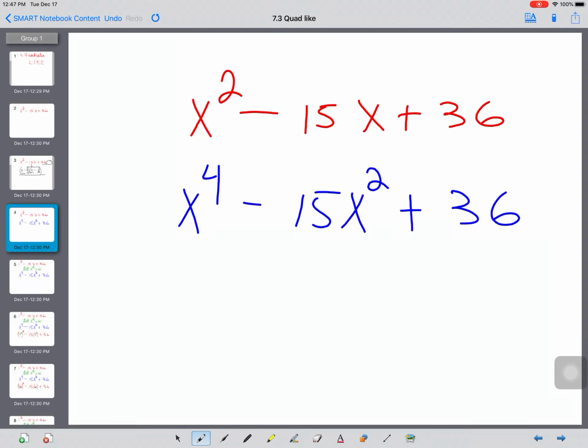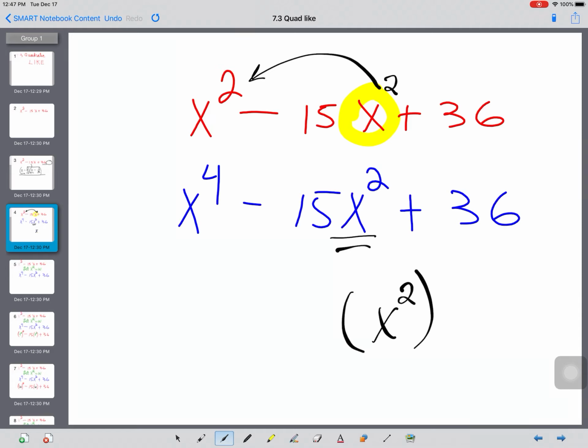But now notice something here. Notice the relationship, or the similarities rather, between these two expressions. Notice something about quadratics. If you take this term and you square it, you get that term. Notice here, if I take this term and I square it, I get, well, x squared squared is x to the fourth. I get that term. This is what's known as quadratic-like.